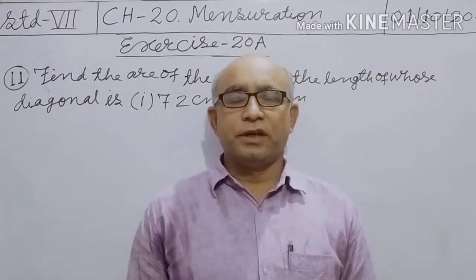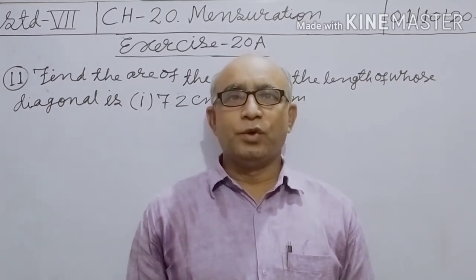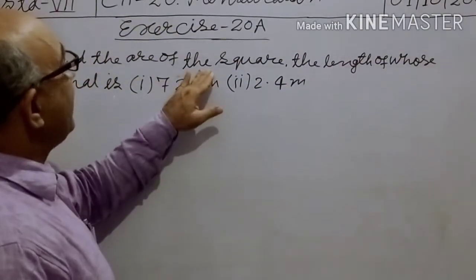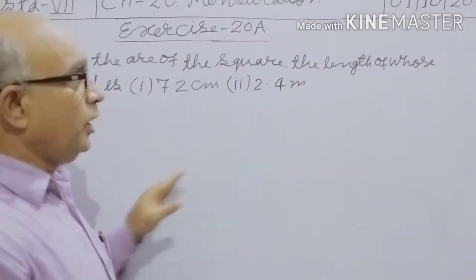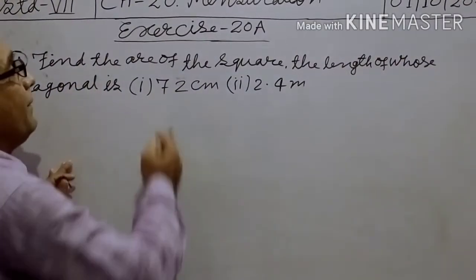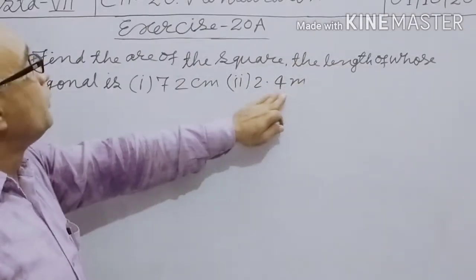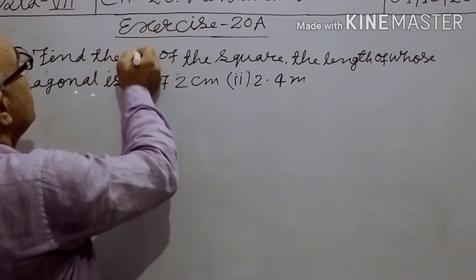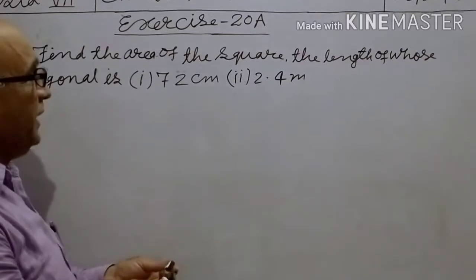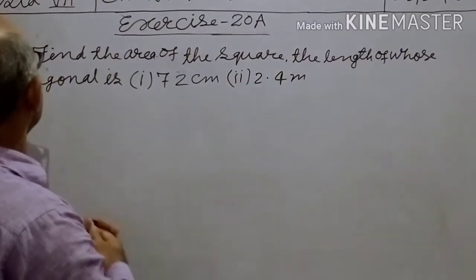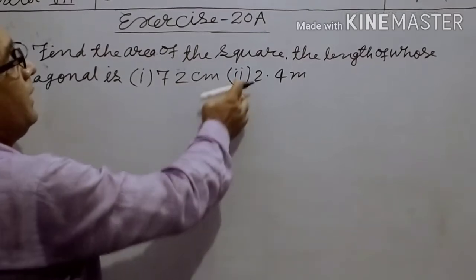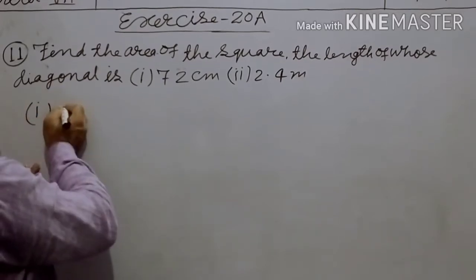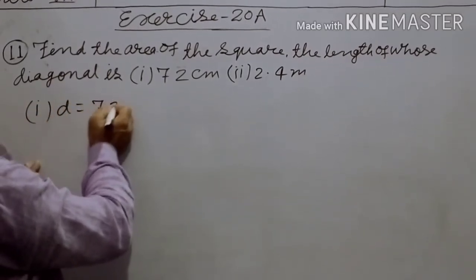Students, next question is question number 11. In this question, find the area of a square. Find the area of the square, the length of whose diagonal is 72 cm and 2.4 meter. So first of all, I have solved part 1. Diagonal equal to 72 cm.